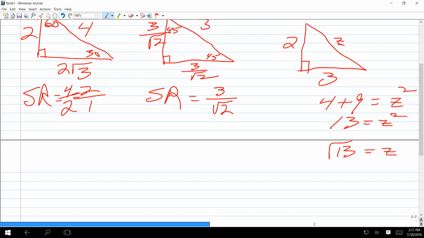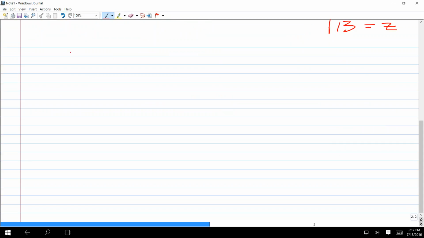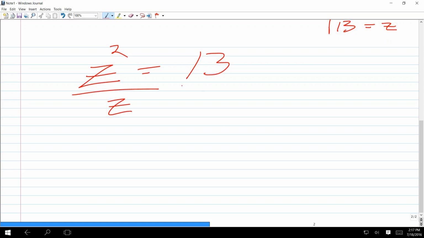Okay. Let's talk about that for a second, because that's a very common problem and I want to make sure you don't make it. If I have z squared equals 13. Now, you weren't that far wrong by dividing by z, because you accomplished the biggest goal, which is to get z all by itself, right? That's what you're trying to get.